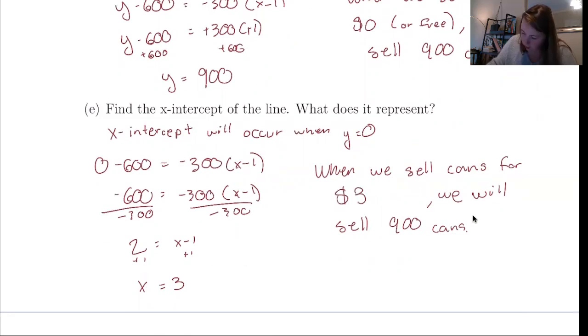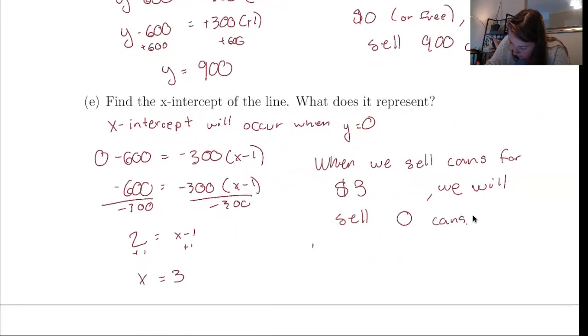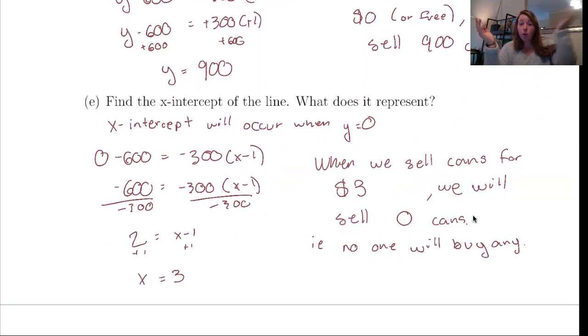$3, we will sell, well, y was 0. I'm not going to sell any. I'm going to sell 0 cans. So no one's going to buy any. Alrighty. So we talked about when the price is 0, how many cans will I sell? And then we just talked about at what price will no one want to buy anymore. And that's the x-intercept when our output is 0.